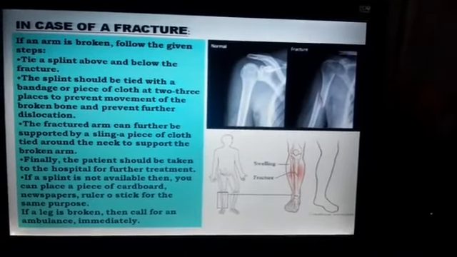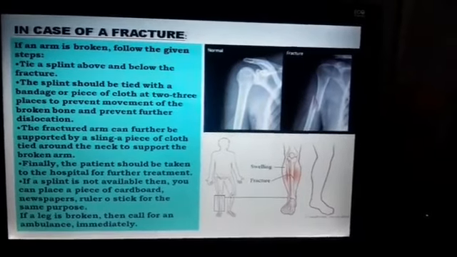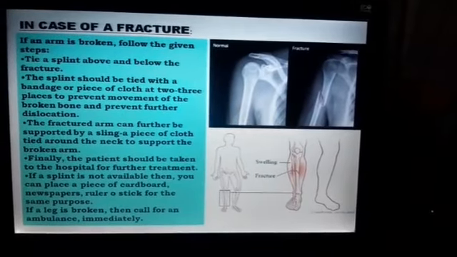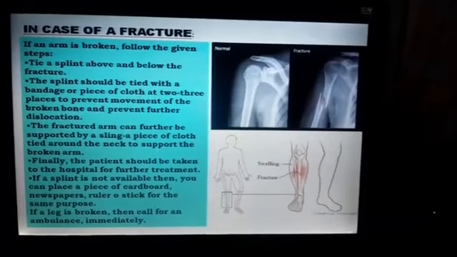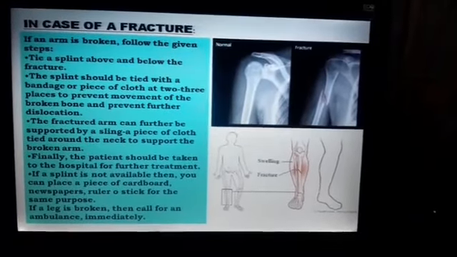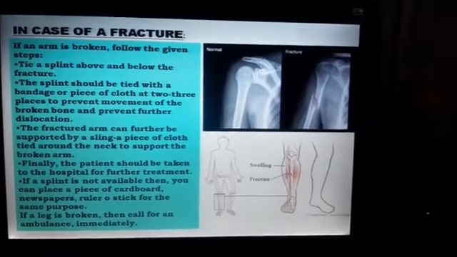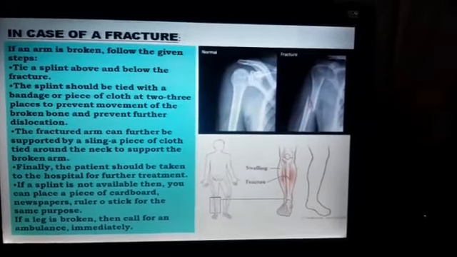If the splint is not available, we can take help of cardboards, newspapers, rulers, sticks for the same purpose. But if a leg is broken, we should call an ambulance immediately and rush to the hospital.